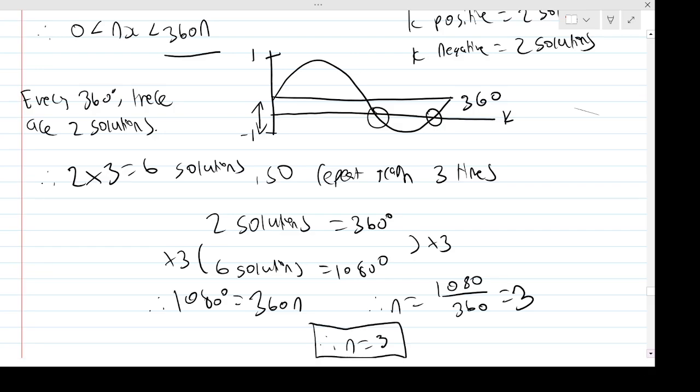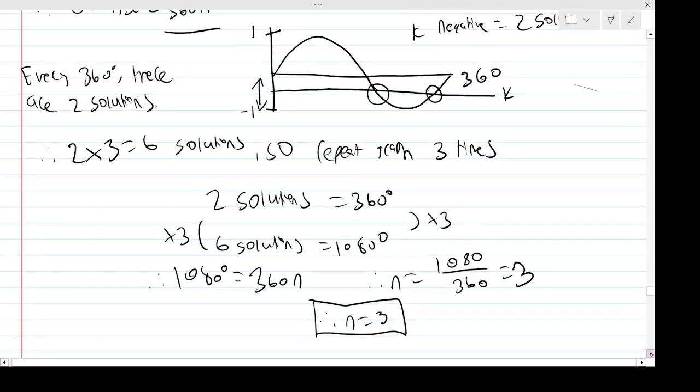But hopefully you get the idea that we still do the normal method, even though there's a bit more algebra involved. The method being we consider the graph to consider the solutions. There we are. Okay, so n is 3. So that's the first part done.